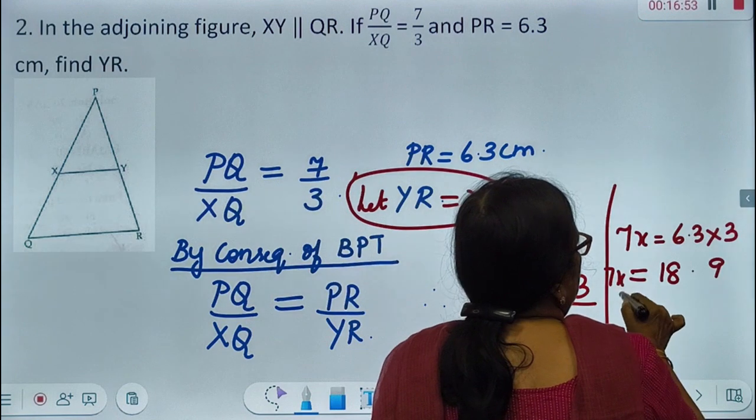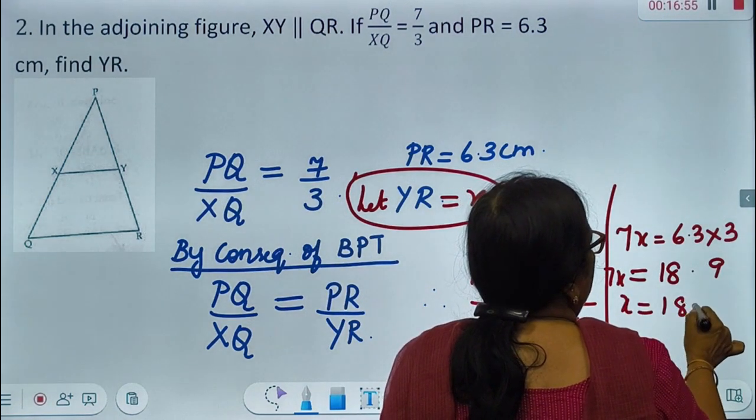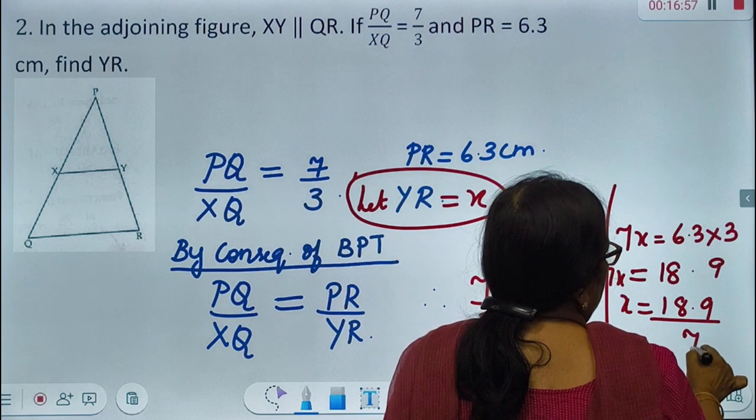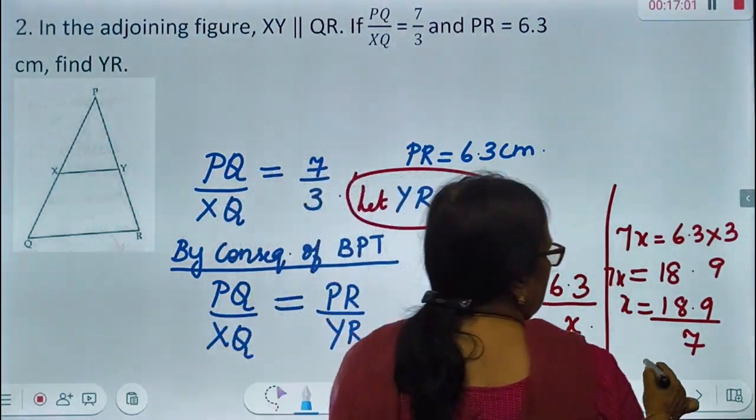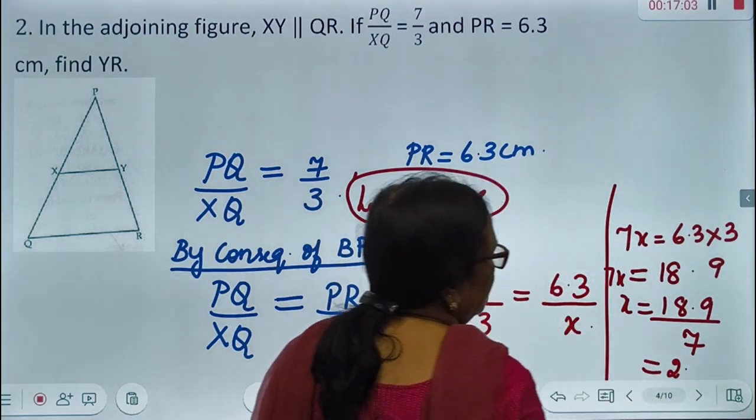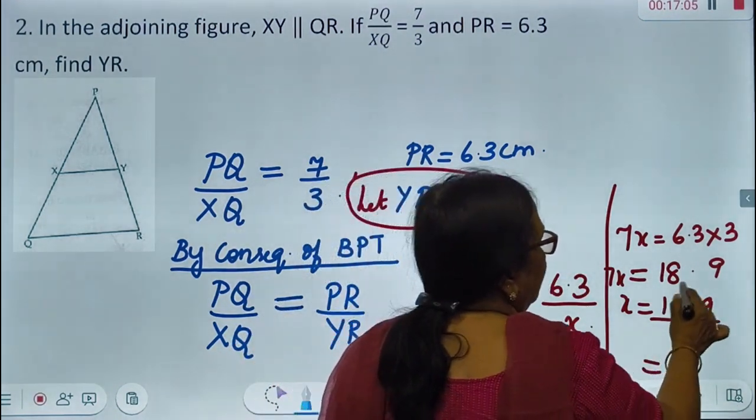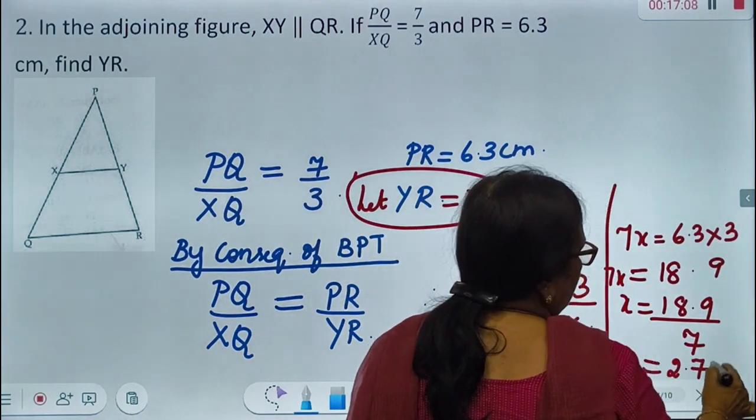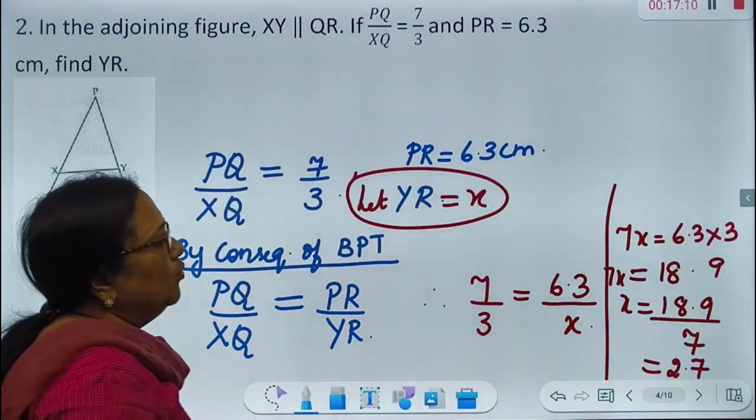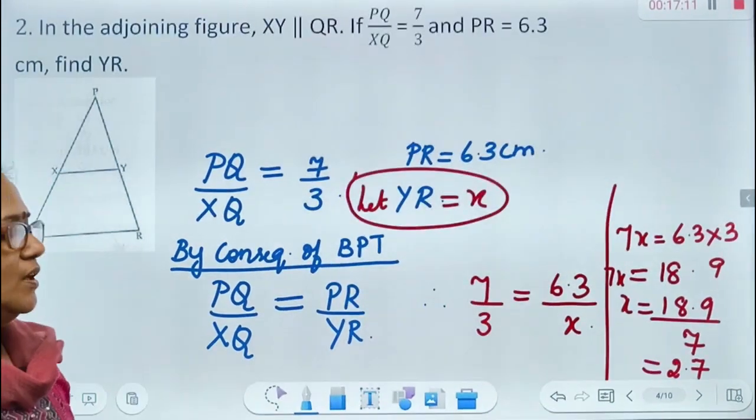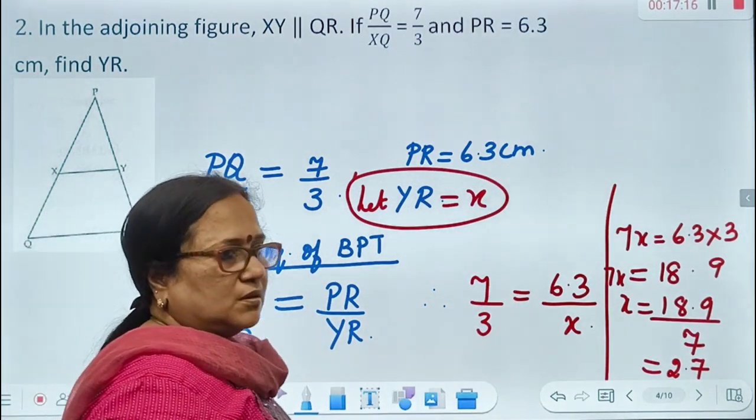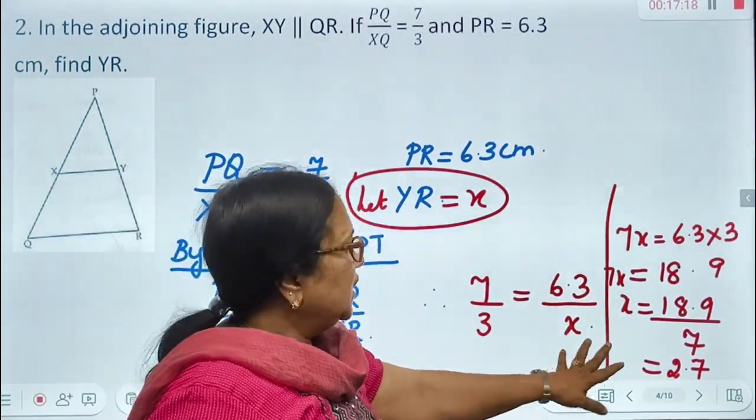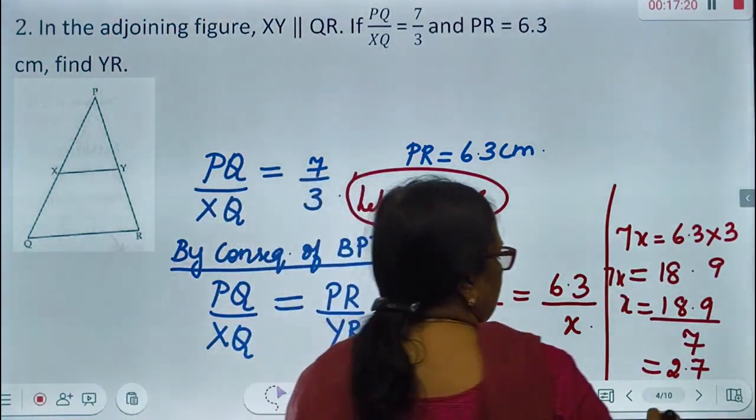This is 7x. So x is equal to 18.9 by 7. So this will be 2 point what? 14, 4.9, 2.7. So x will be 2.7. Are you able to follow? Are you able to understand? Is it clear? Okay.